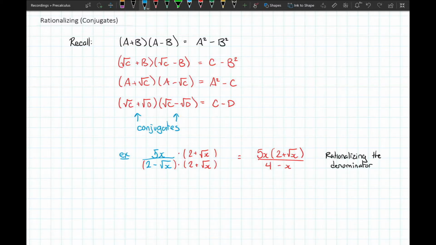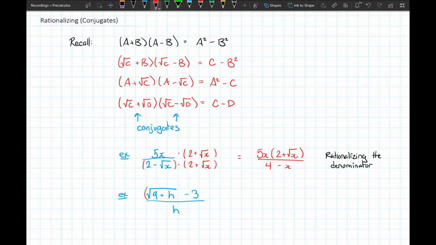Now, there's also the possibility that we have roots in the numerator of an expression, and it may be easier to simplify if we have our roots in the denominator. Let's just take a look at that. And here's an example of an expression that we'll see in a calculus course, for instance. And in this case, we have a root on the top, and it's got a negative sign.